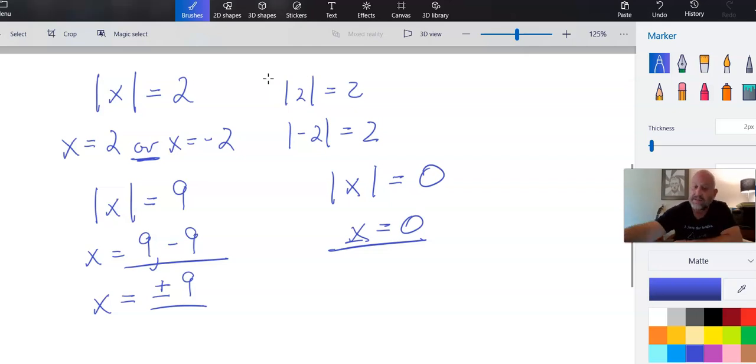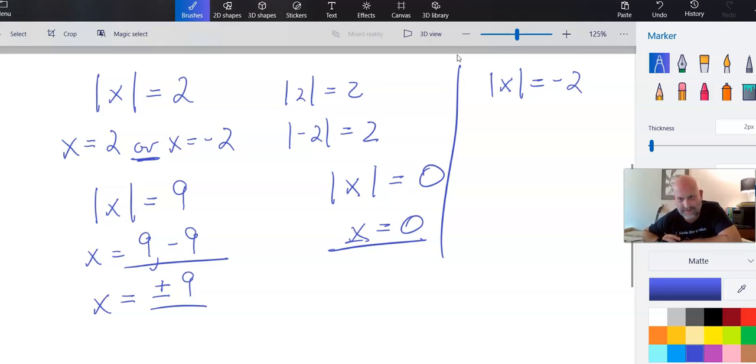Now, the last case that we would want to look at here, if I have the absolute value of x is equal to a negative number, and you have to watch out for these because these things sneak in there and you just don't notice them because you start getting into your pattern of solving and you just forget about the fact that you have a negative there, and you start doing things by reflex.